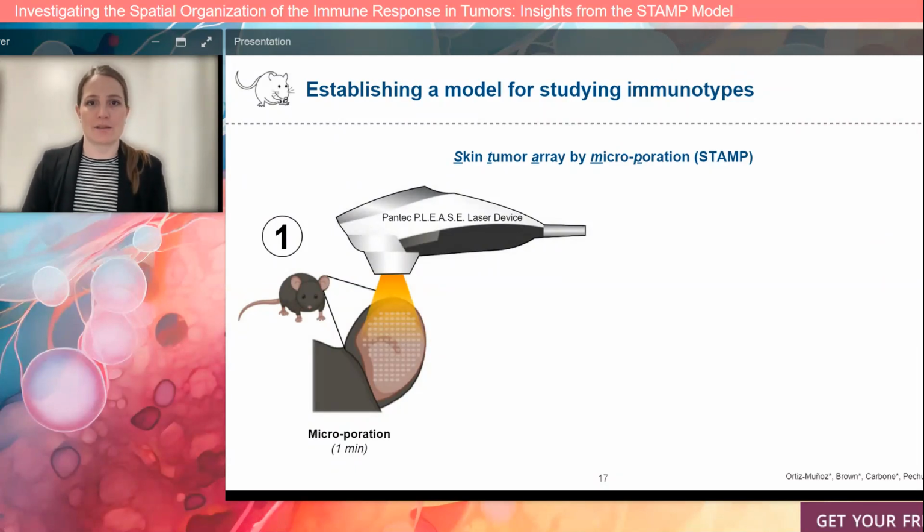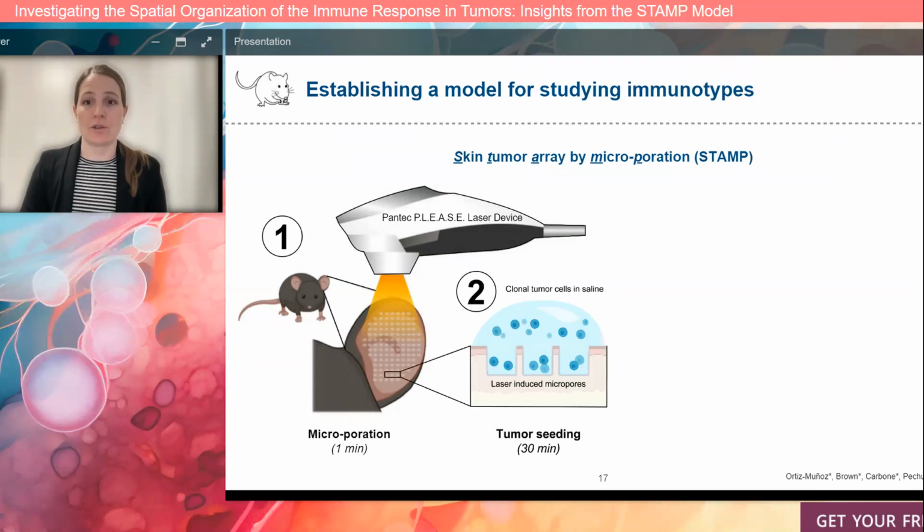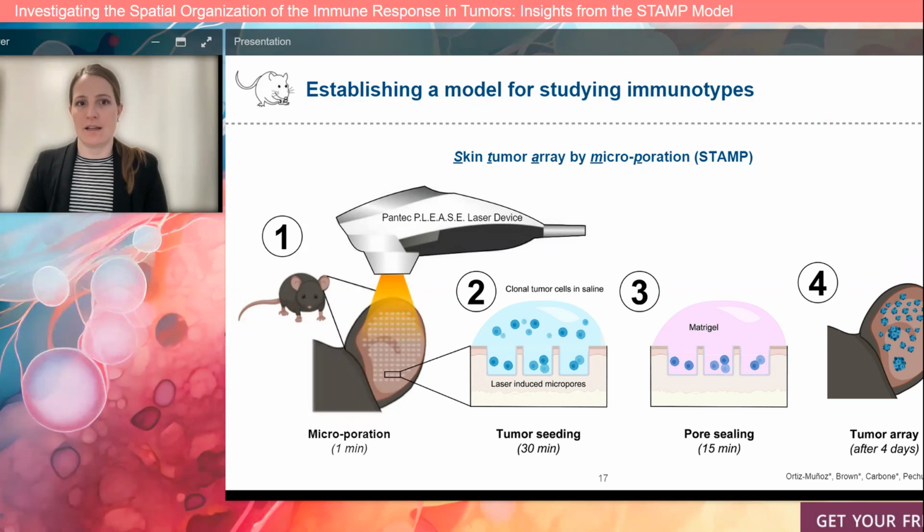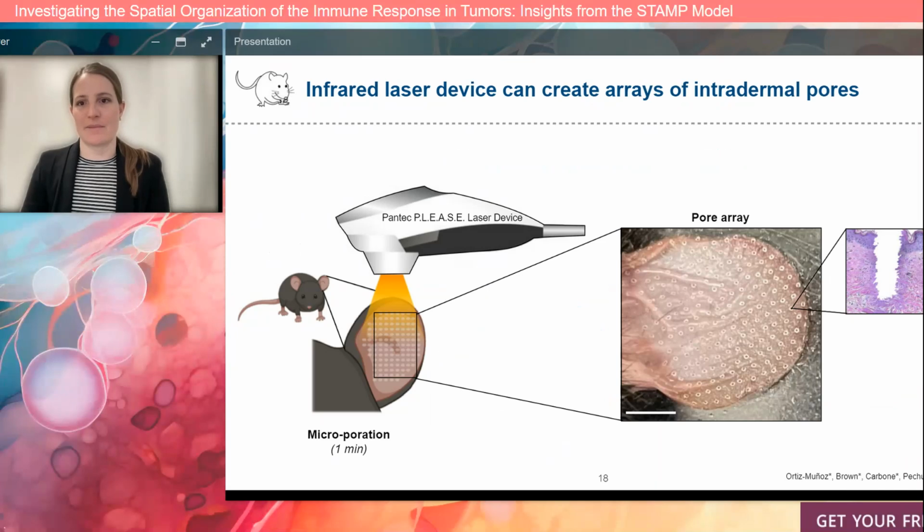What we can do with these arrays is apply a solution of clonal tumor cells, then incubate with Matrigel. When we come back about 4 to 7 days later, we can use non-invasive epifluorescence stereo microscopy to look at and monitor the growing tumors. So this is another image of how the system works. You can see an actual array of pores into which we're depositing these tumor cells for implantation.